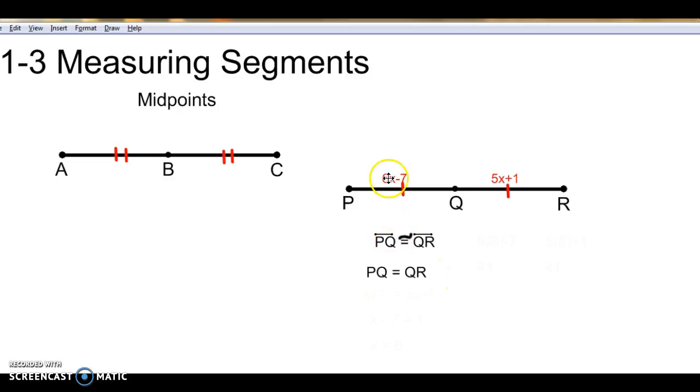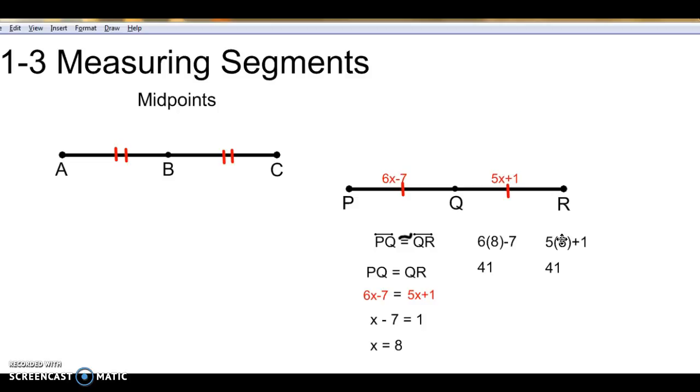So what I'm going to do is bring down these lengths right here and set them equal to each other. Now both sides are simplified, so I'm going to bring this 5x over to here, and then I'm going to get rid of the minus 7 by adding it to the other side, and that will give me an x of 8. But again, we're not looking for x. We're looking for PQ and QR. So we're going to plug those back in and find out that our answers are 41, which they are indeed congruent and equal.